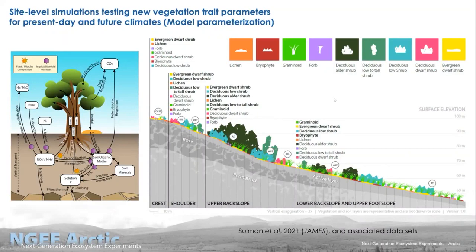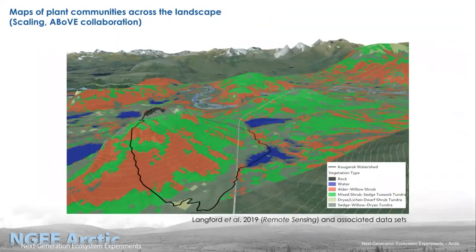And Ben Sullivan, for example, who's working on the project, has made some important advances being able to use the observations gathered by the field teams to improve those simulations of the vegetation processes. And finally, in this part of the project we're working toward a pan-Arctic representation of these vegetation types through the use of remote sensing data, showing here the first step of that by taking field observations gathered on one of the field sites, the Cougar Rock field site, and using that to train a remote sensing model of a more extensive landscape representation of the vegetation communities.